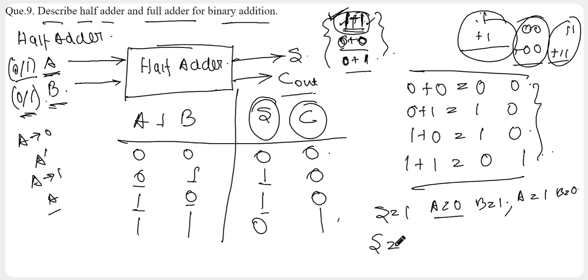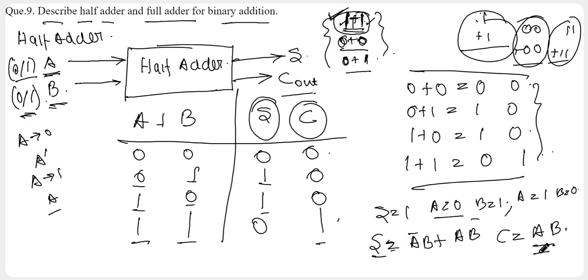So here in this case, we can represent sum as A bar B plus AB bar, because in this scenario the value of A is 0 and in this scenario the value of B is 0. So this is the expression of sum. And now for carry, carry is equal to 1 when both of A and B are 1. So carry will be AB.